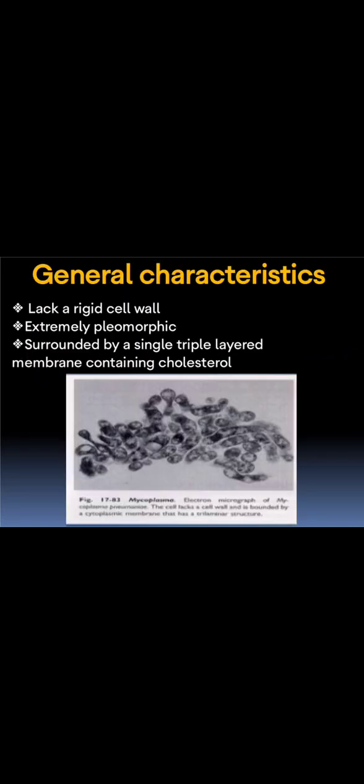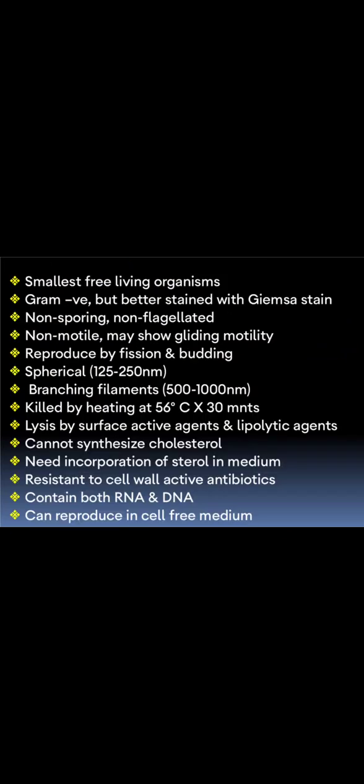So coming to general characteristics, this mycoplasma lacks a rigid cell wall and is extremely pleomorphic, and it is surrounded by a single triple layered membrane which contains cholesterol. This mycoplasma is the smallest free living organism, a gram-negative bacteria, stained with Giemsa stain, and it's a non-sporing, non-flagellated, non-motile organism, but it shows gliding motility. Reproduction is by fission as well as budding.